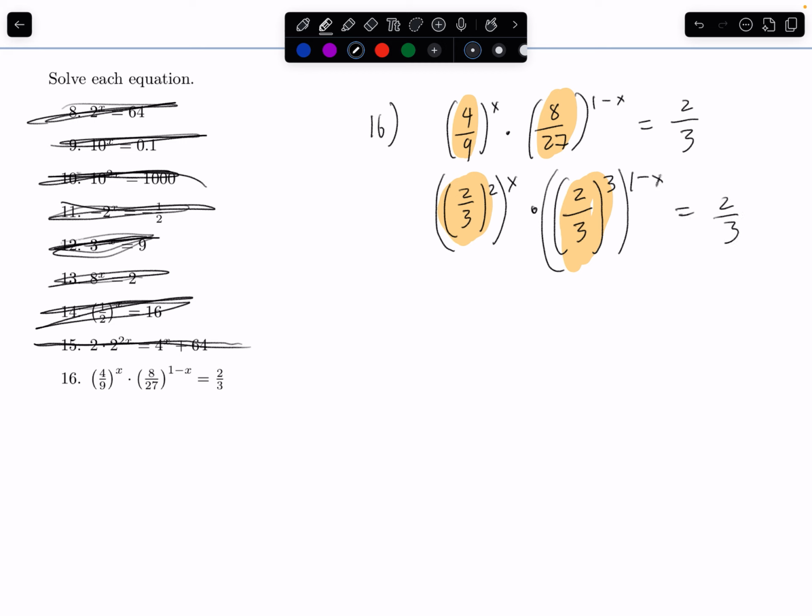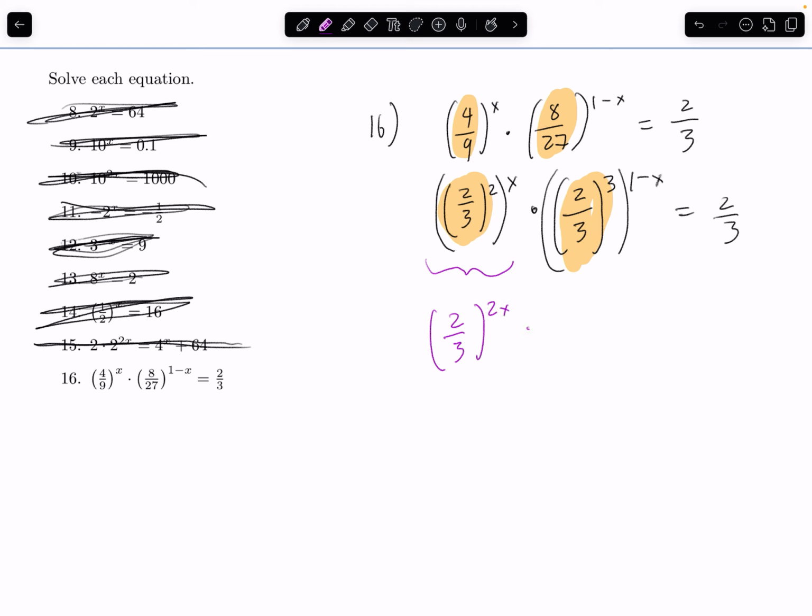Okay, now let's apply the rule of exponents here. The rule of exponents says these should be multiplied together. So let's do it one at a time. 2/3 to the 2nd power to the x should be just 2/3 to the 2x power, nice and clean. This is 2/3 to the 3 times 1 minus x, which is 3 minus 3x power. Yeah, that's equal to 2/3.